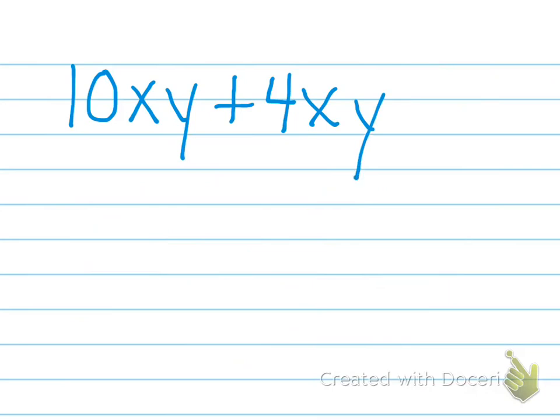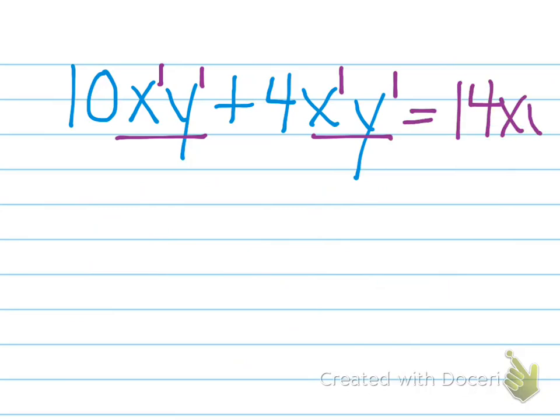Now, if we add more than one variable and have 10xy plus 4xy, the same rules apply. Do they both have the same variables? Yes. X and y, x and y. Then, do they both have the same valued exponent for each of those variables? Yes. X is 1 over here. Y is 1 over here. So we can add these two together and get 14xy.